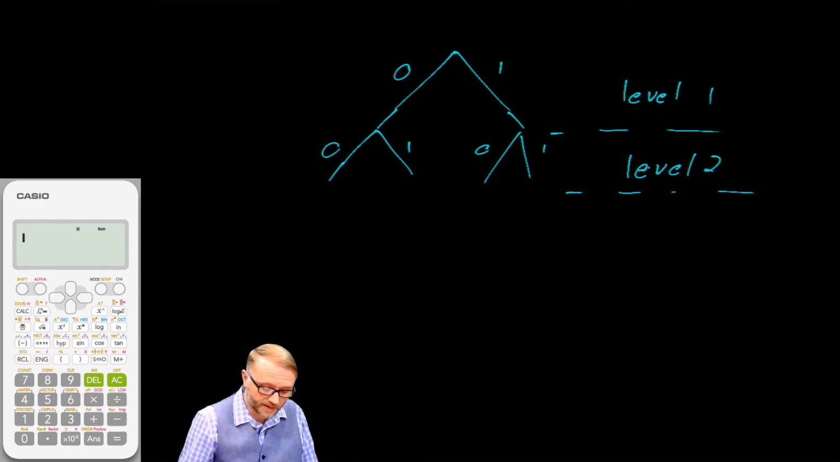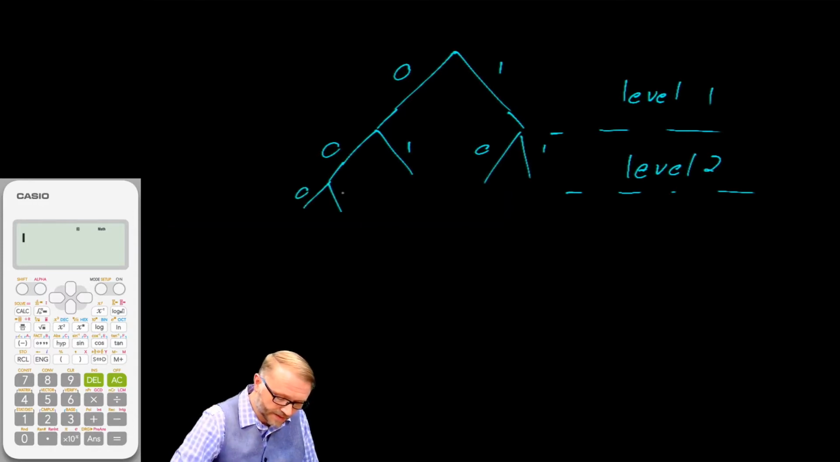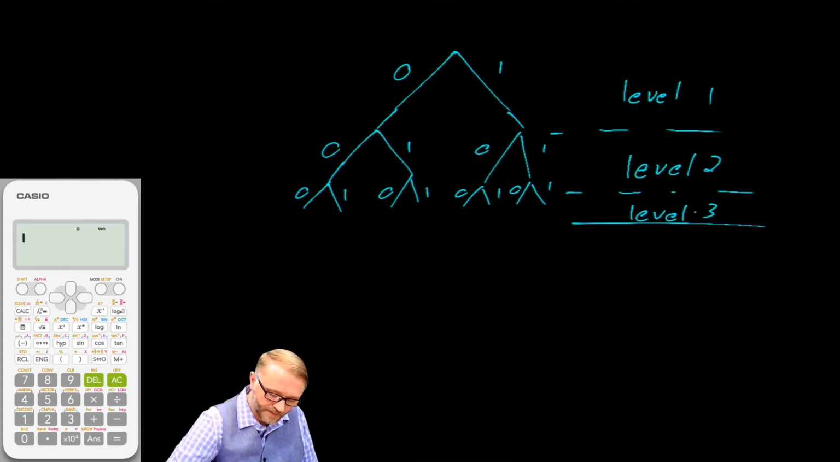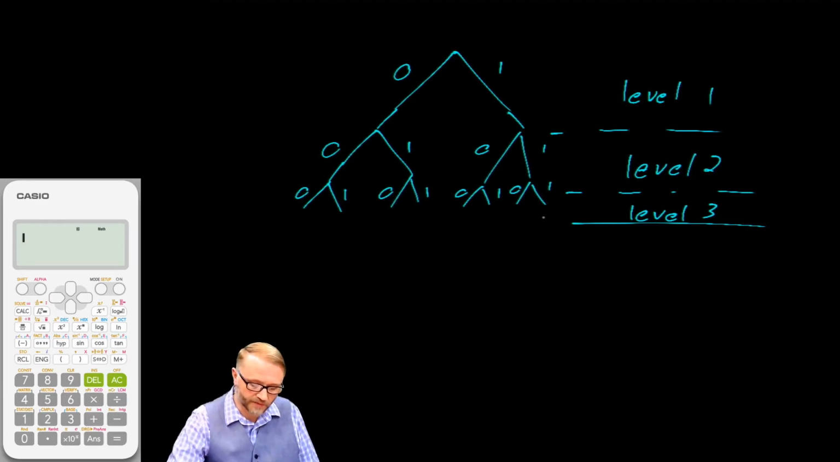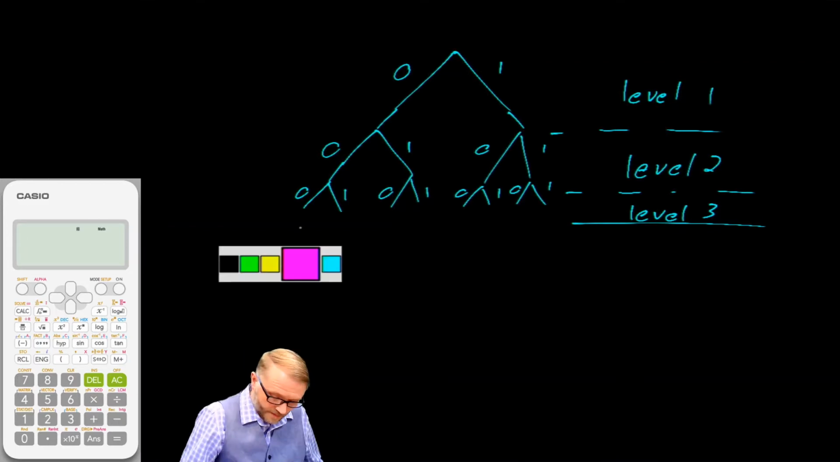With the second level question, there are now 4. If we continue on, we'll see that there are now, how many possibilities on level 3? Looks like there are now 8. And if we were to continue on, you could see that it would be 16, then 32, 64, 128.